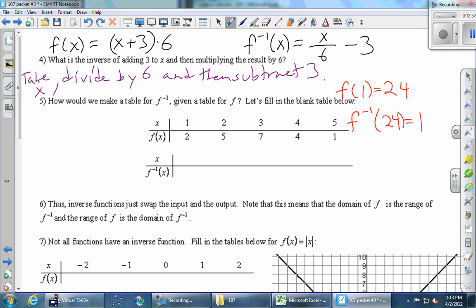What happens to the x and y? They just switch places. So if the original 1 goes to 2, then in the inverse function, what happens? 2 goes to 1. Can you guys just fill in the rest of that table?